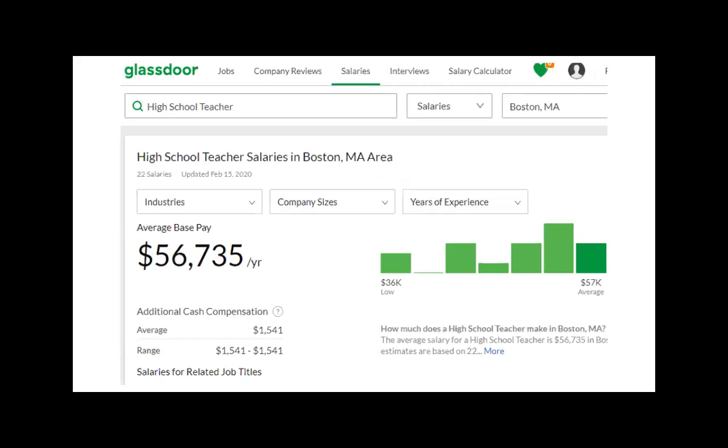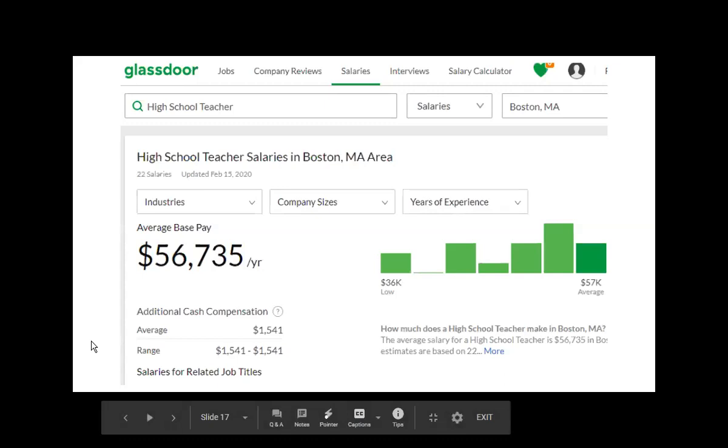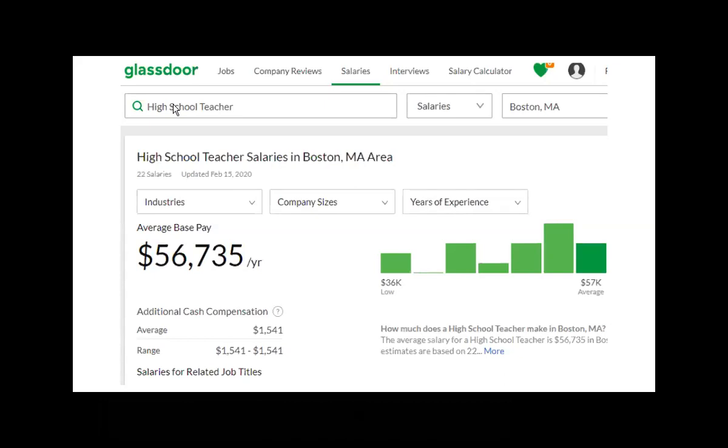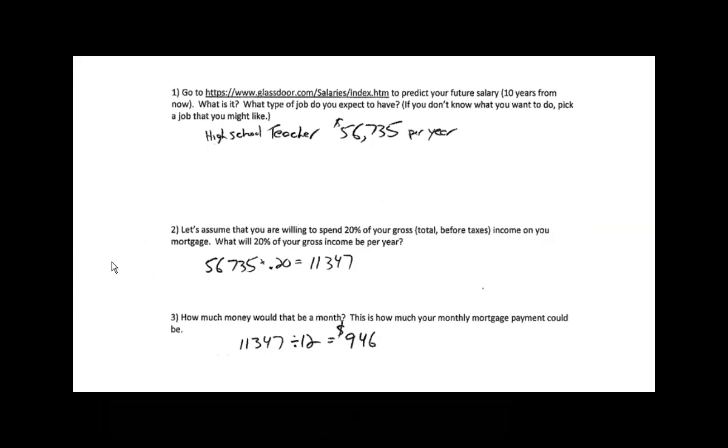Now here, you guys notice I'm a teacher, right? If you're a teacher teaching this class, you are also a teacher. So I went on this website that we suggest on the project, Glassdoor.com, I believe, and the average teacher salary is about $57,000, right? So that is a number that I'm going to use for part 3 of my project. So as a high school teacher, I'm projected to make $57,000.